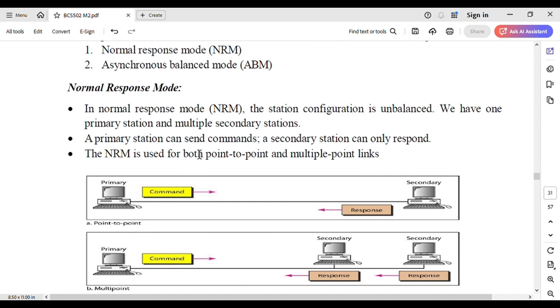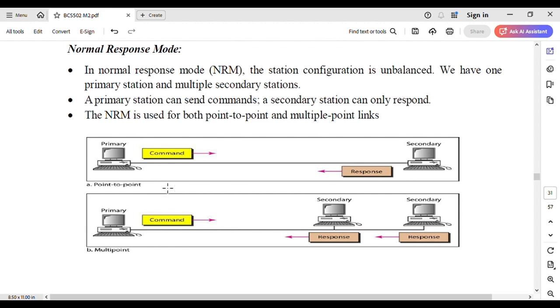A primary station can send commands and a secondary station can only respond. It is fixed. The primary station only sends commands, and the secondary station is only to respond. So we can say it is one-way communication. NRM is used for both point-to-point and multi-point links.